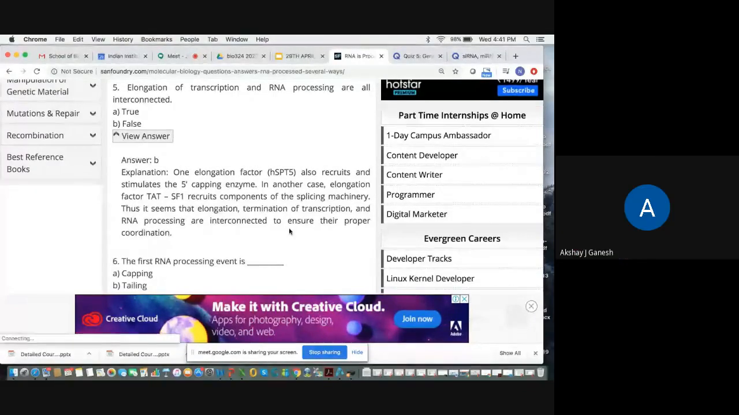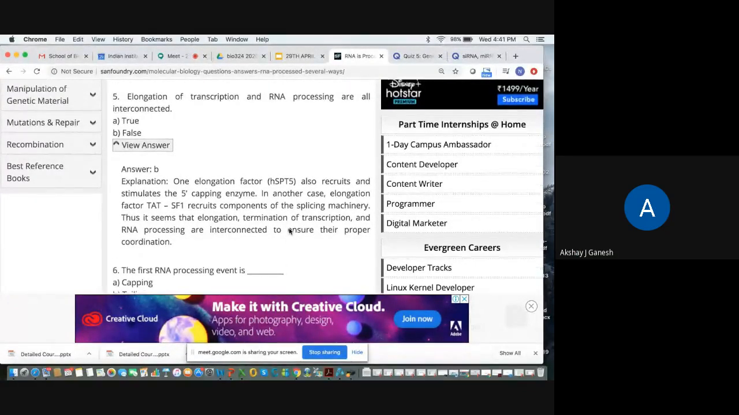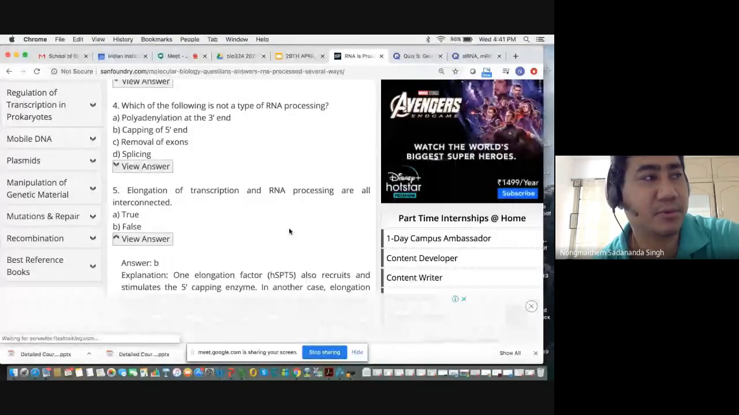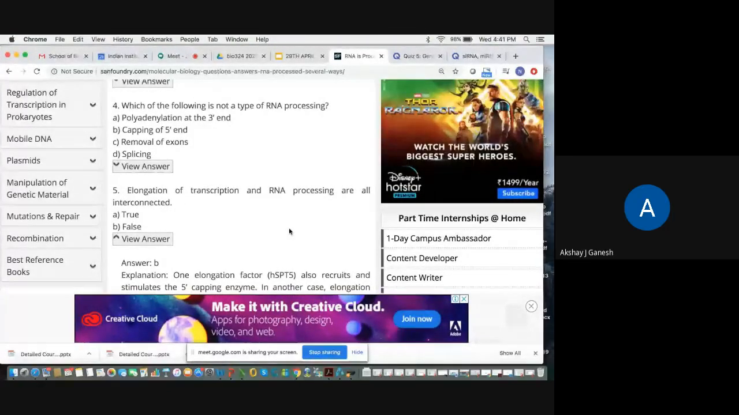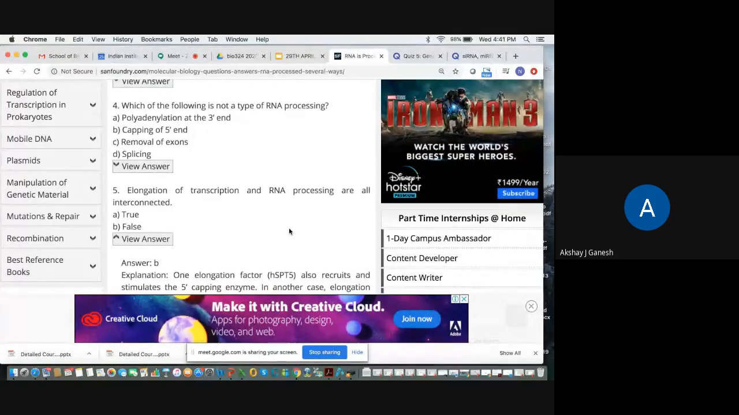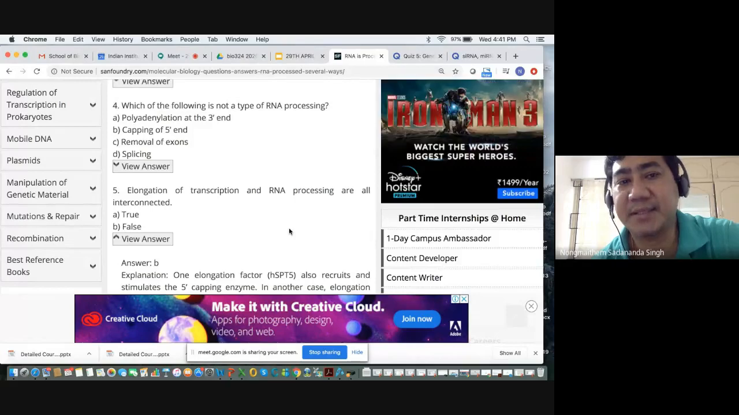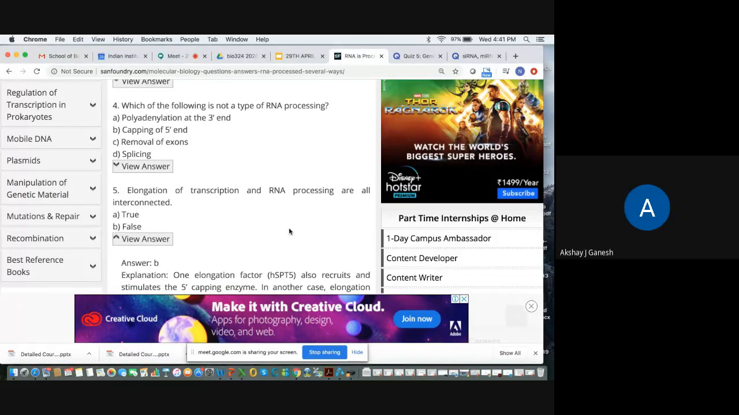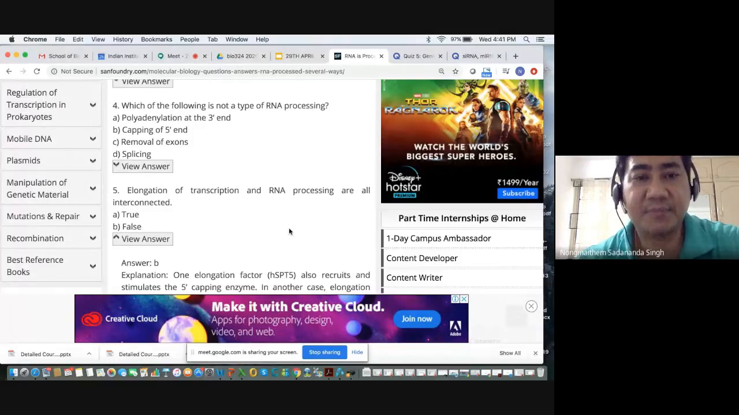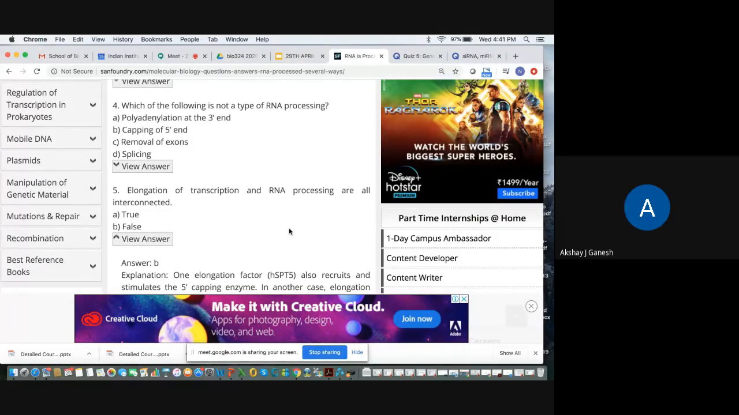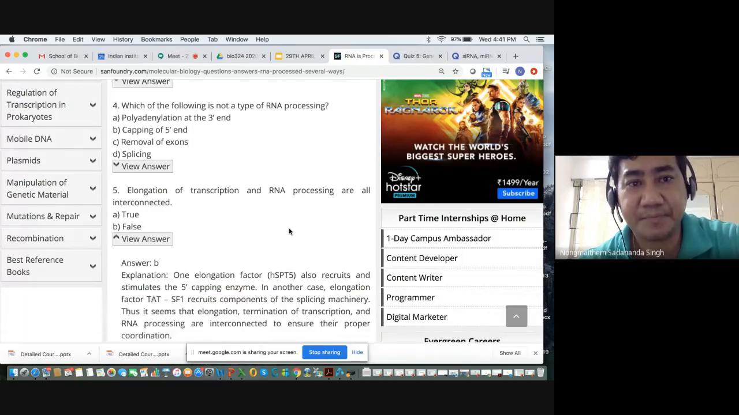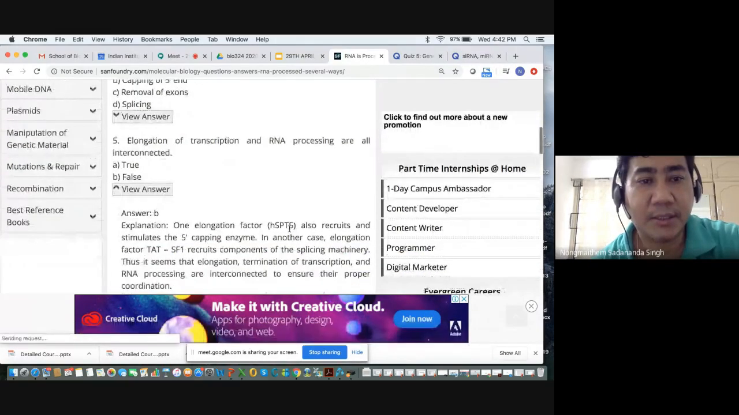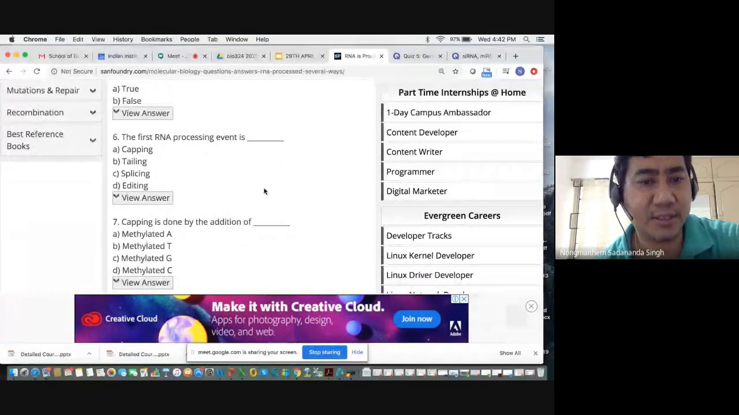Sir, you mentioned that removal of exons is not exactly a part of RNA processing. Yeah, as such, there is no removal of exons in RNA processing. But in circular RNAs, you sometimes lose exons, right? Yeah, but it's part of splicing, correct? Generally, it's removed through splicing. In splicing, it might be an exonic region in one transcript and a part of an intron in another. So there is no actual exon removal. So that is false.